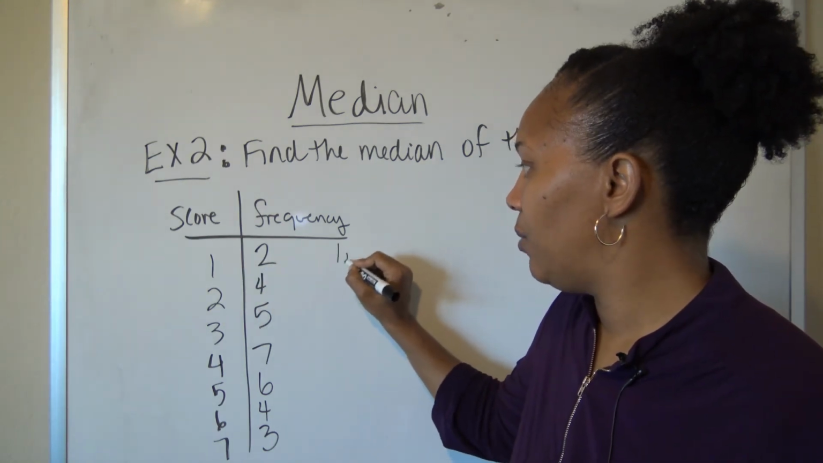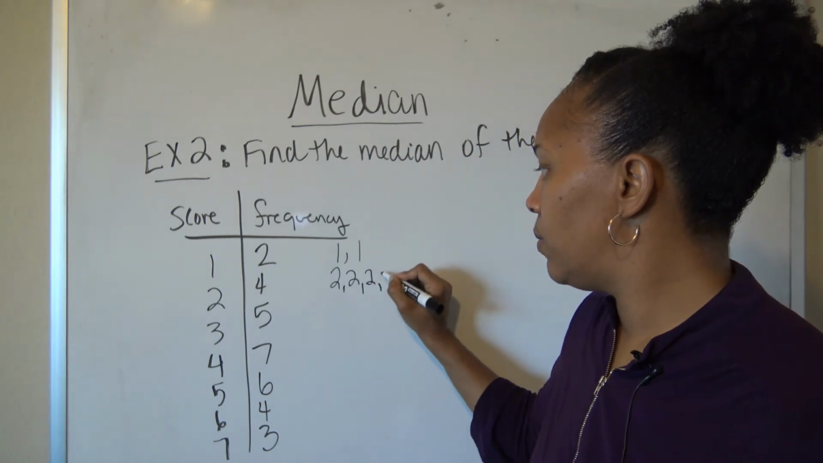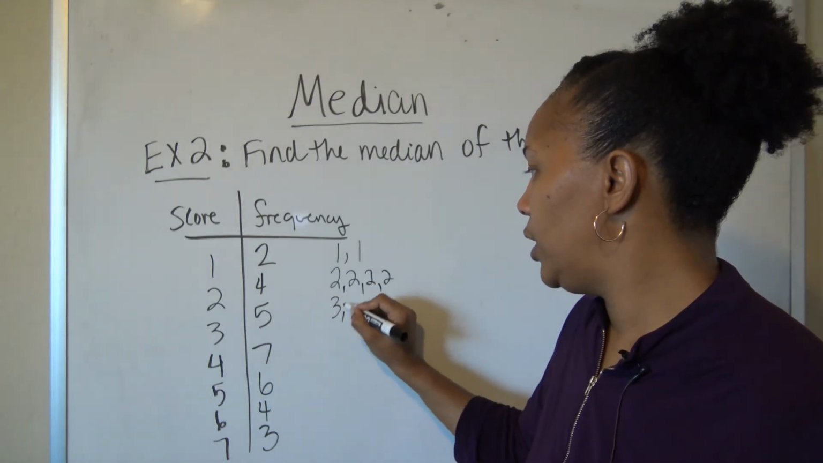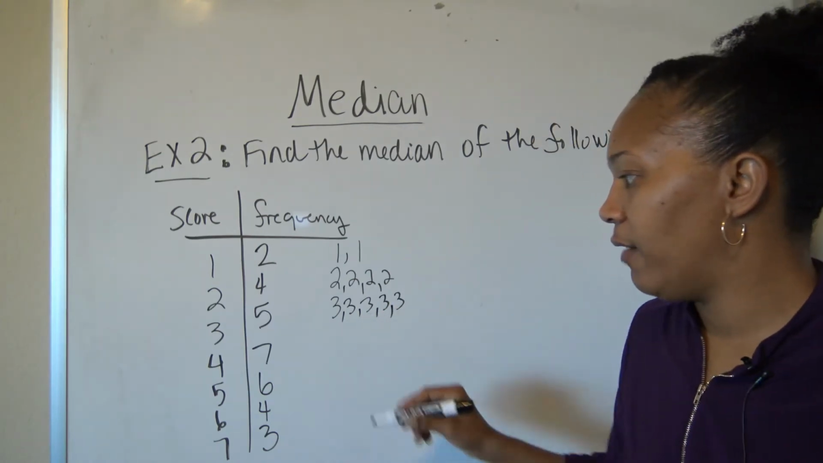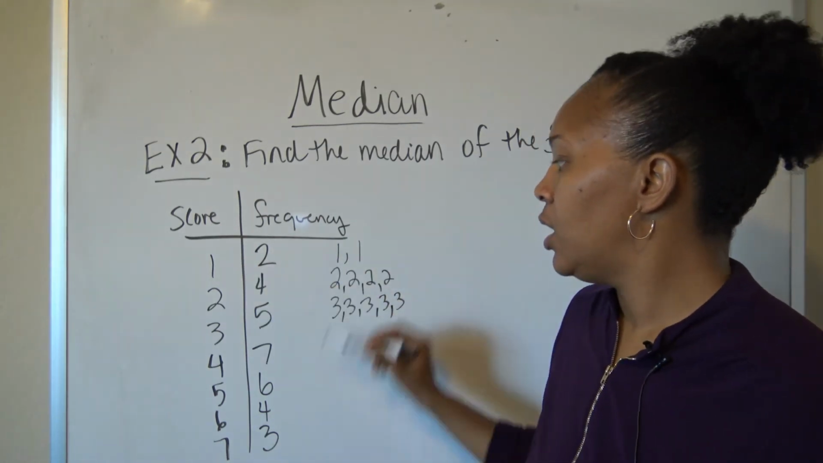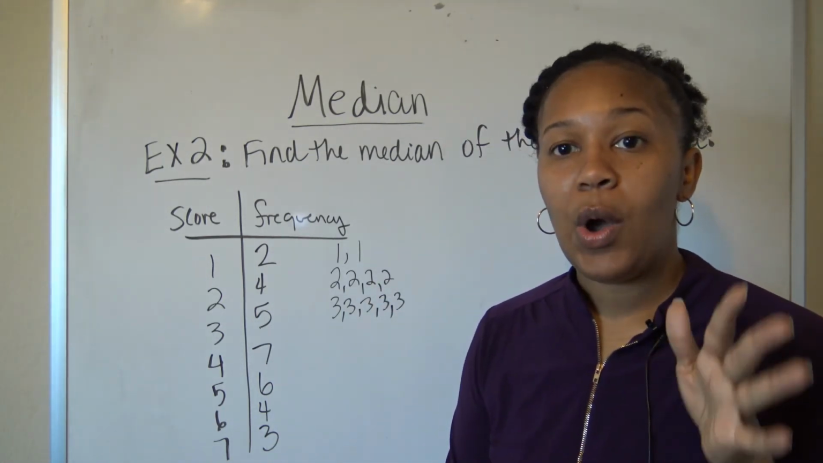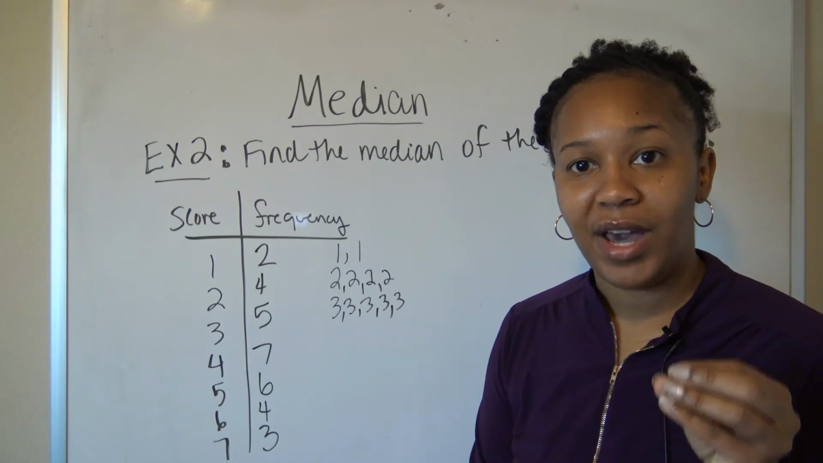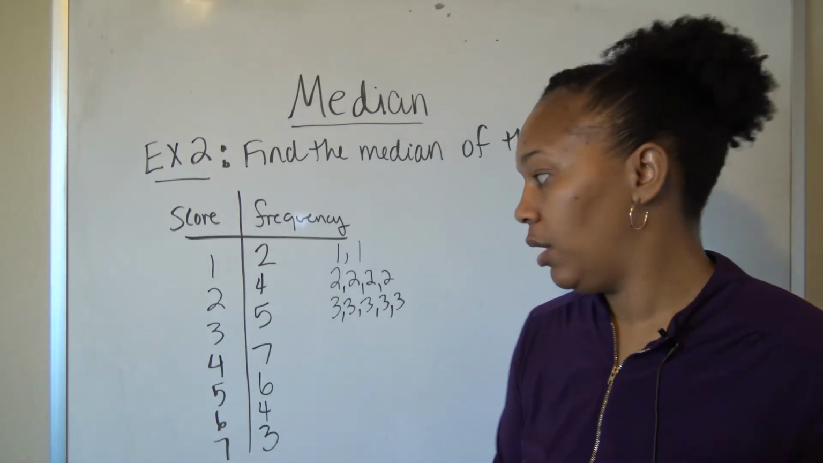So if I list out the data, that means I have 2 1s, I have 4 2s, I have 5 3s, and so forth, right? I have 7 4s. That's what this means. So these are the actual numbers in my data set. So now I need to know how many numbers I have so that I can find the position. I need to be able to find the position of the middle number, okay?